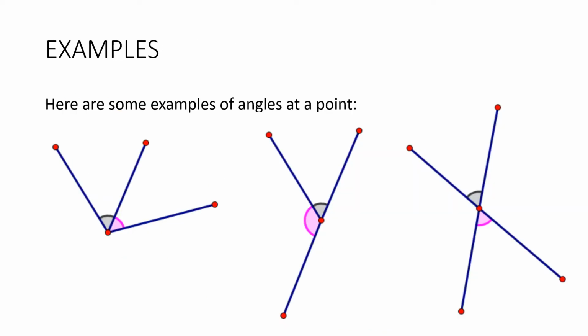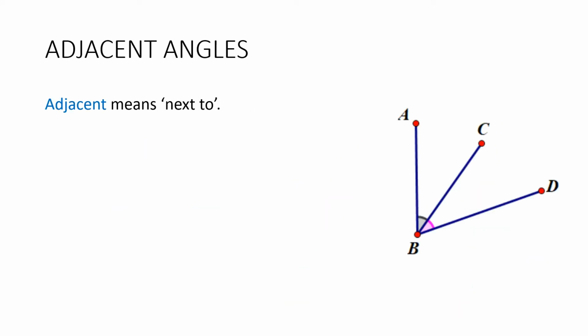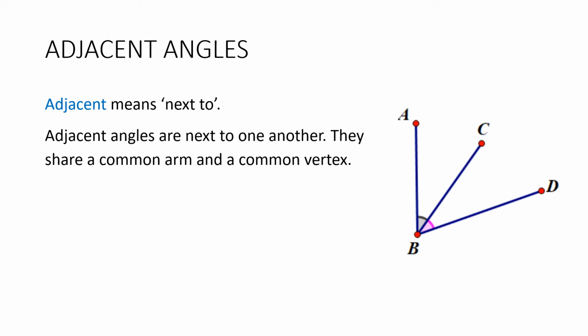So here's some examples of angles at a point. You can see this one here meets at this point. These two here meet at this point, and these two meet at this point. Now sometimes they're next to one another, and sometimes they're not. Which leads us to adjacent angles. Now adjacent means next to. So adjacent angles are next to one another, but they have to share a common arm and a common vertex.